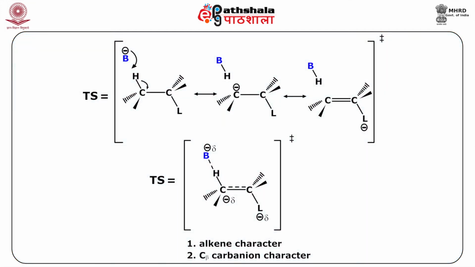E2 elimination reactions have predominant alkene, that is product-like, character in the transition state. There is also a significant carbanion character at the beta carbon in the transition state. Moreover, in some cases it becomes the dominant character, and certain elimination reactions prefer to yield the thermodynamically less stable alkene. Now, you can clearly see this in this figure, in which after the E2 mechanism the alkene is yielded.